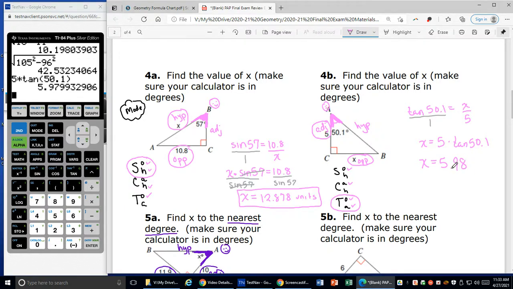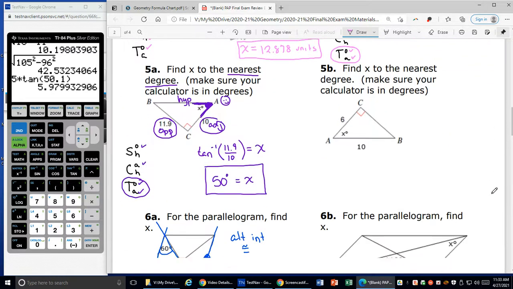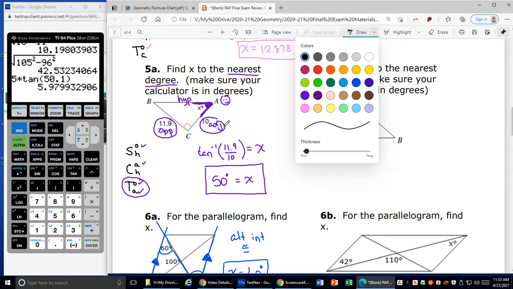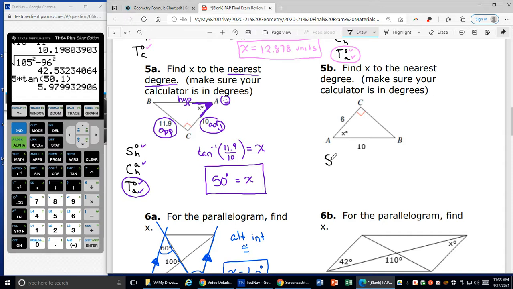If I really wanted to show that I was rounding to 3 places, I could put a 0 on the end there. That would be fine. And it doesn't have units, so these are just units. Okay, let's look at 5b. We are still in degrees. We are doing this time inverse trig. Look at my last example. So katoa.